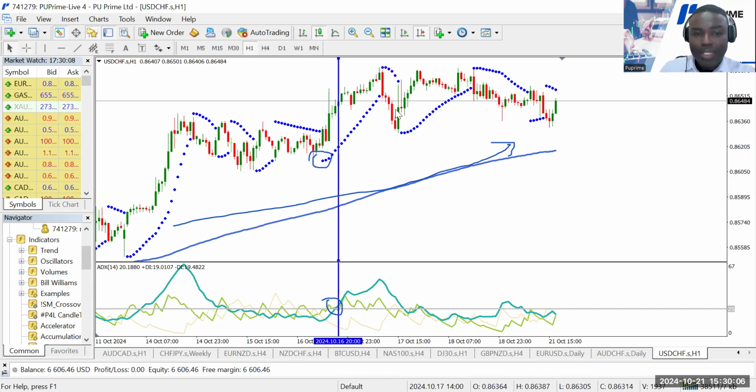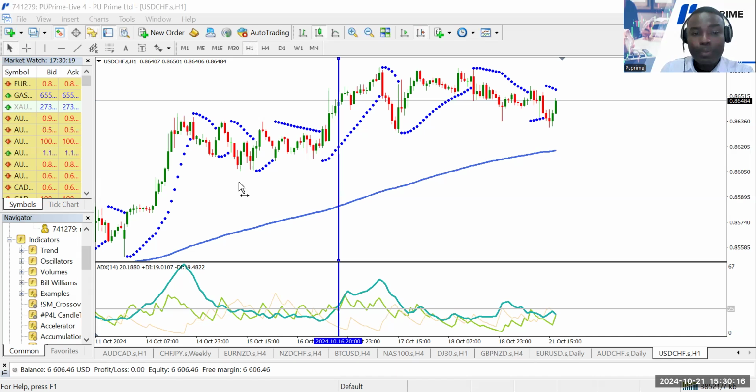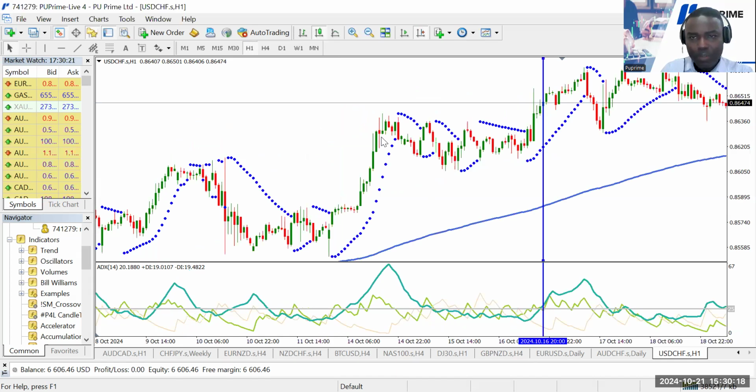Now, this one is a day trade. It can happen within the same day. So the first one I showed you was a swing trade that happened over a period, probably over a week, while this one is a day trade that happened within the same day. Let's look at another example right here.